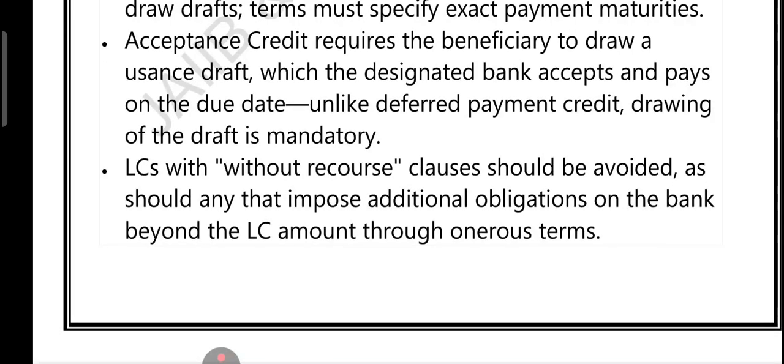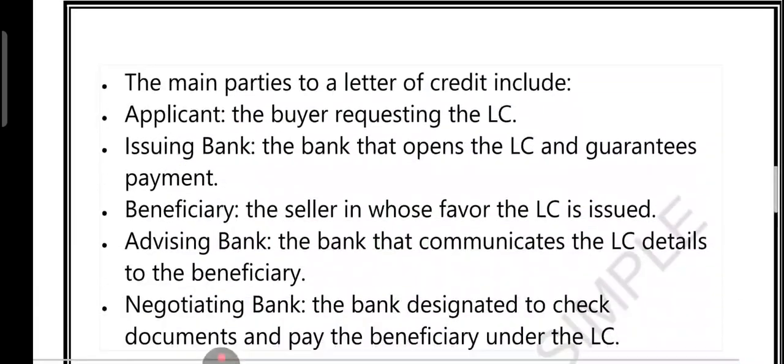One thing to be cautious about: banks should avoid LCs that have a without recourse clause. Why? Because it means additional risk. The bank could end up liable beyond the LC amount. Risky business.